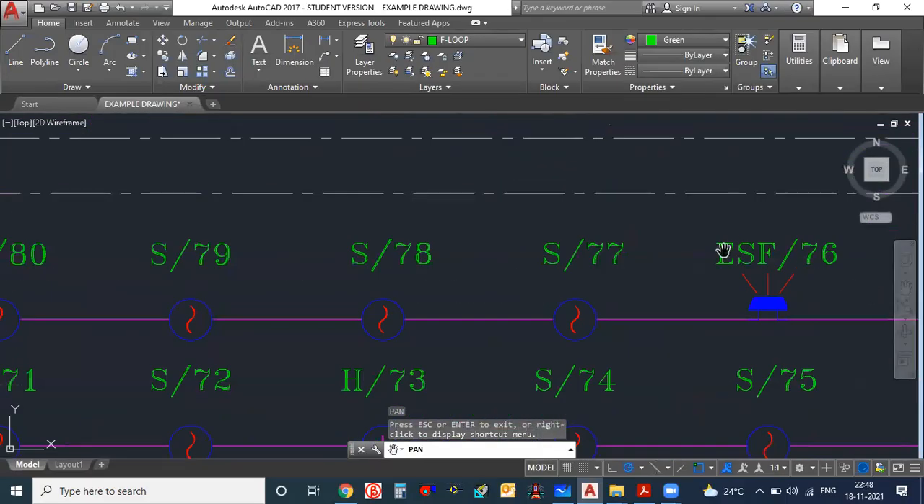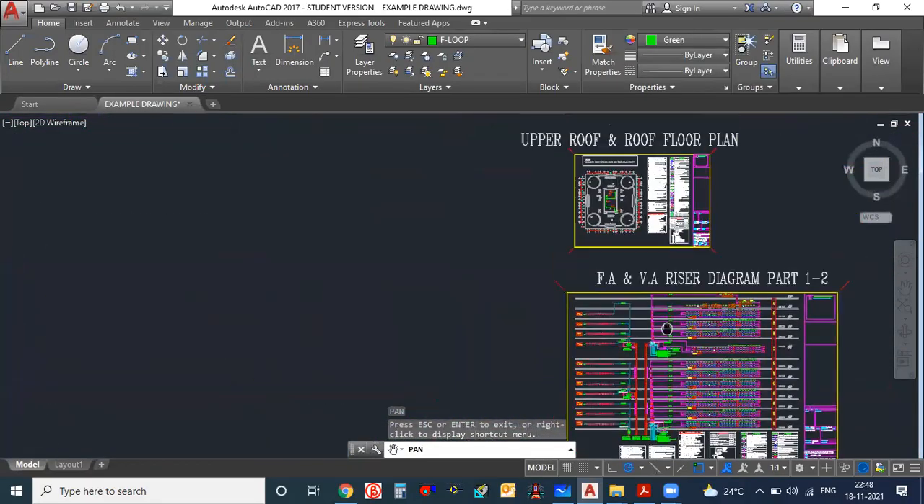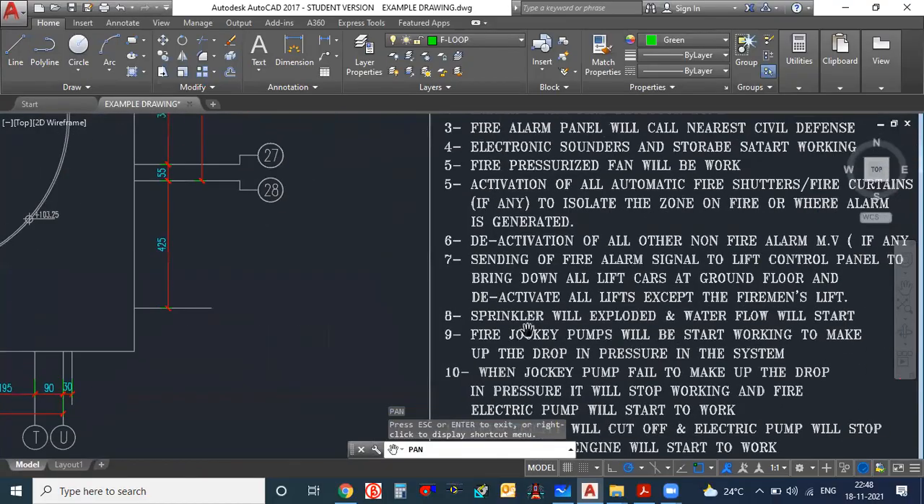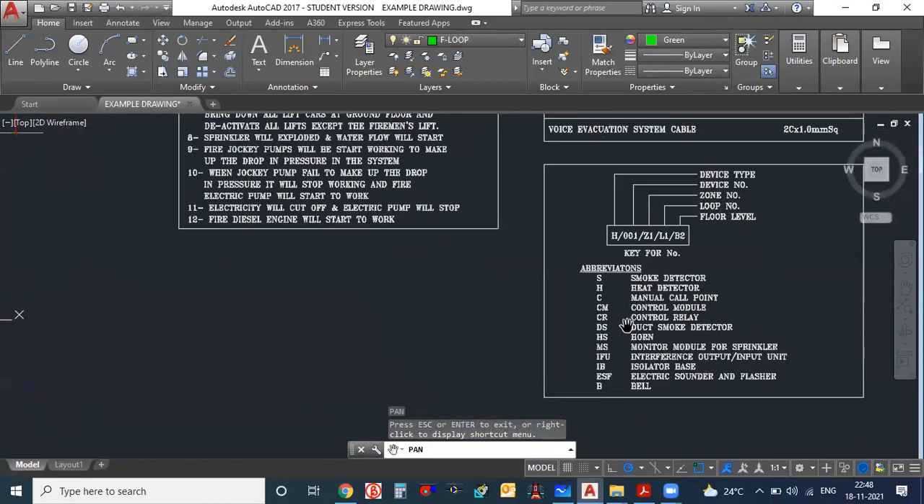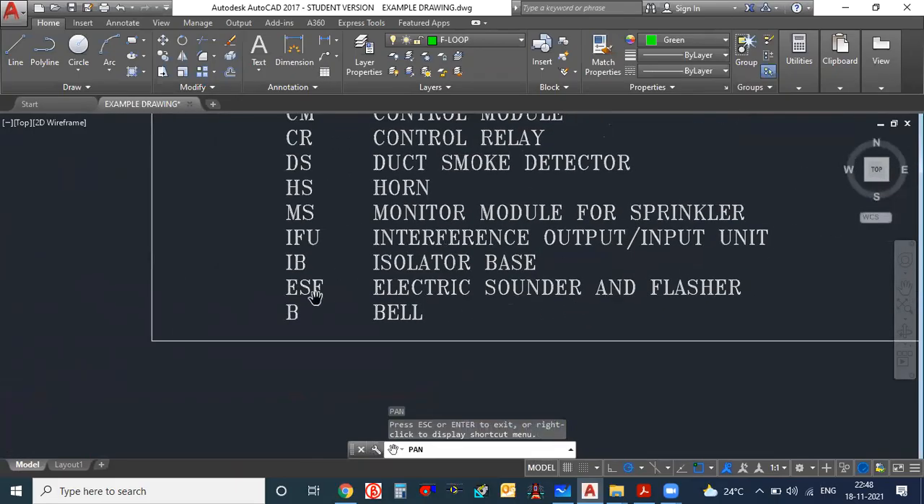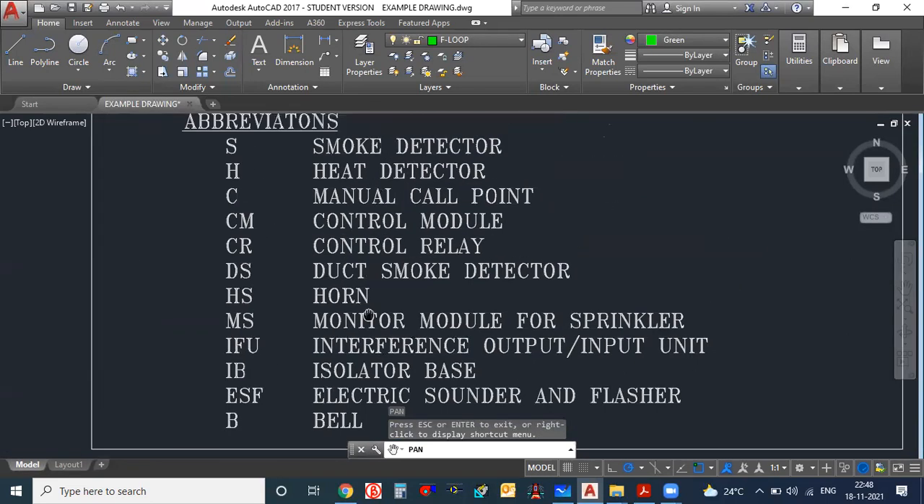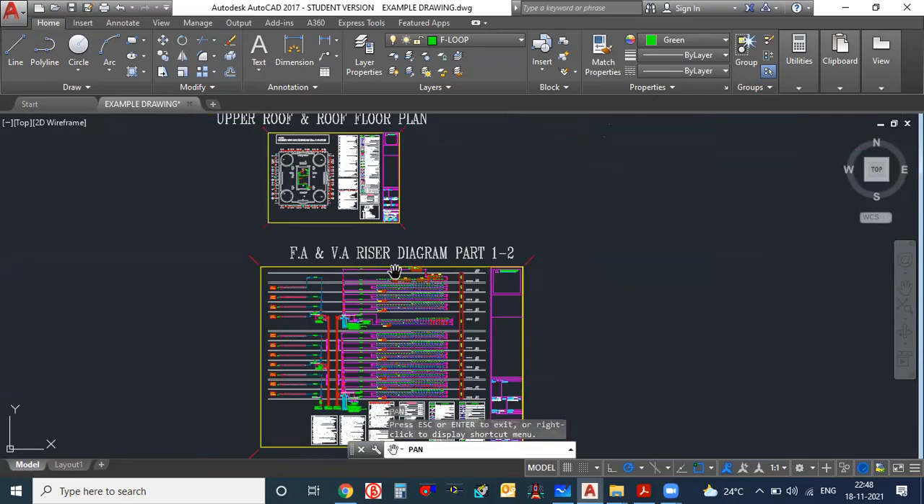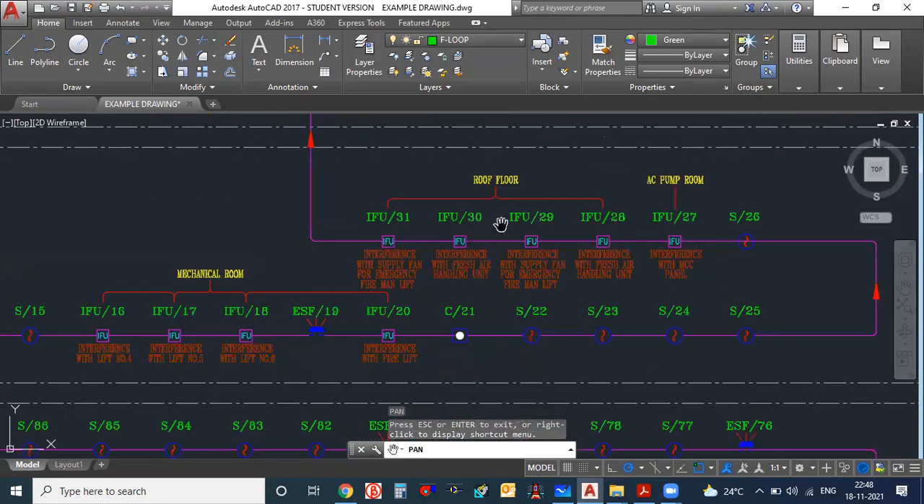The control module is also interface output because it will give 24 volts DC sometimes. It will give ESF, electric sounder and flasher. This ESF is the horns and strobes actually. B is the bell. Monitor module for sprinkler, horn, duct smoke detector. Control module is CM. Let us try to find the CM. Let us try to see here.